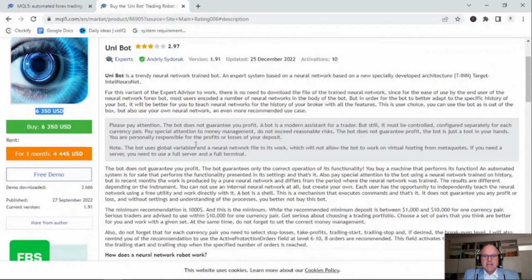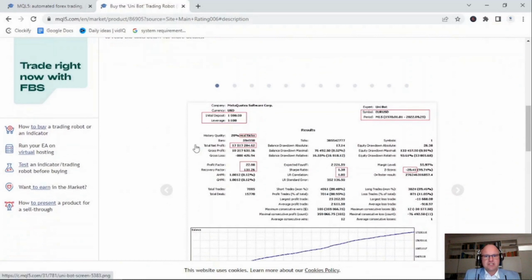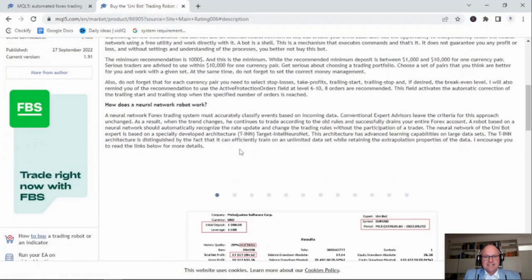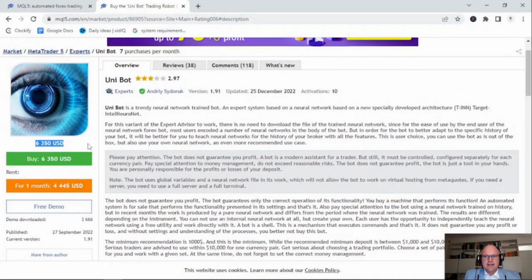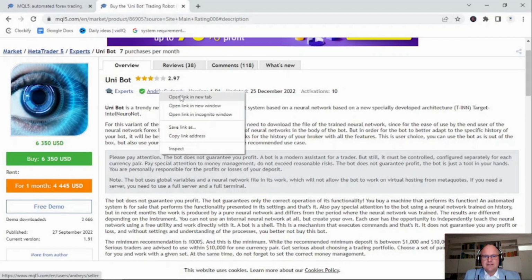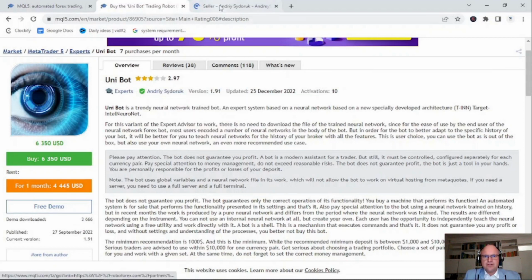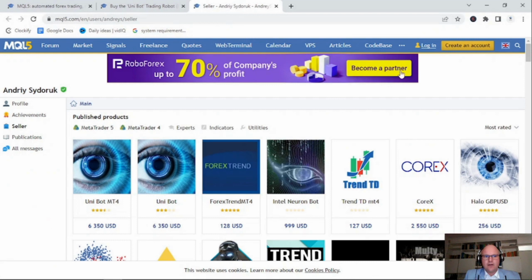It is supposed to be a trendy neural network bot, which sounds fantastic, and if you look at the testing results on 20% real tick data, the initial deposit of 1,000 is equal to 17 million. Yes, 17 million. Now that already should be another red flag. Such exuberant growth so quickly does come with inherent risk, and I think our next step would be to test the bot. Before we do that, I always take a look at the author.